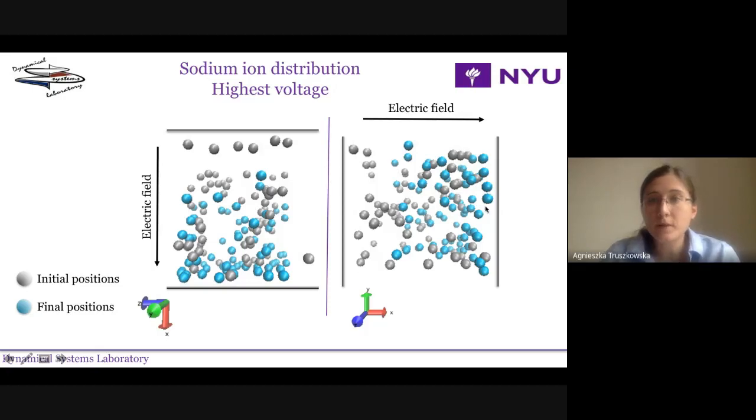So we further examine just the ions, and it is now more visible for the highest voltage how their position changes. The gray atoms are the initial ion positions, and you can see that they are pretty evenly distributed in the cell. And the blue ones are the final state after applying the electric field. So you can see both the pile-up, and also an entire zone where there are no more sodium ions left, a depletion zone.